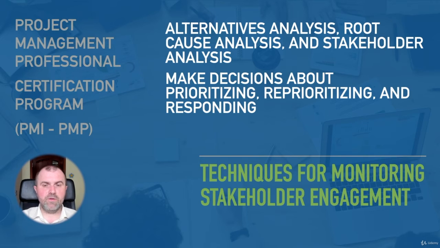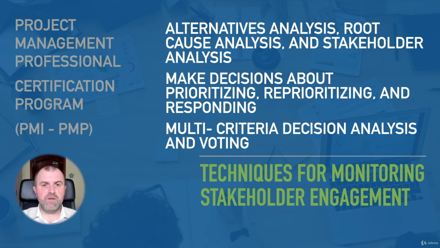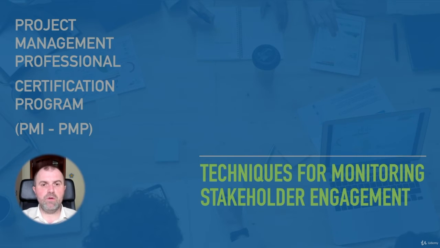Decision-making techniques are also very useful, since you'll have to make decisions about prioritizing, reprioritizing, and responding to variance in stakeholder engagement. Multi-criteria decision analysis and voting are two common decision-making techniques that you can use when monitoring stakeholder engagement.